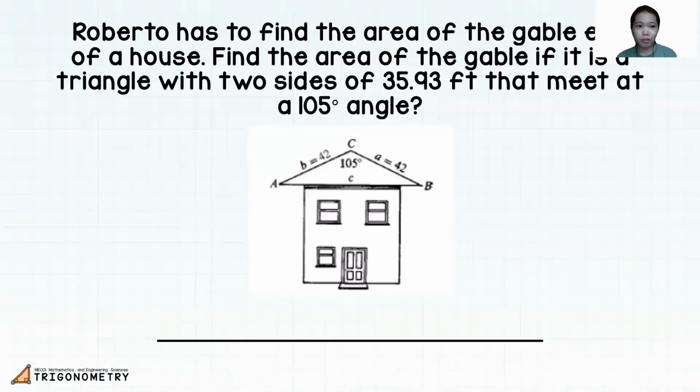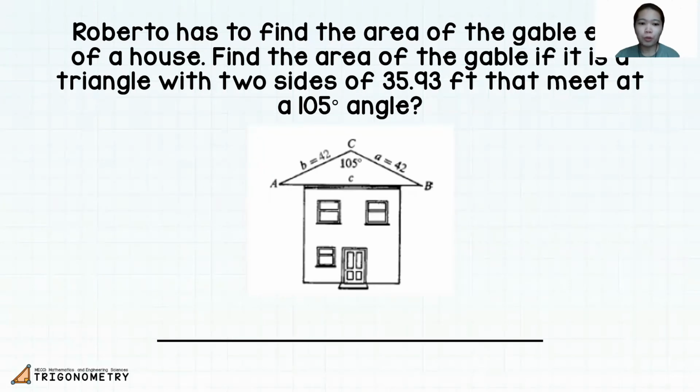For the next question, Roberto has to find the area of the gable end of a house. Find the area of the gable if it is a triangle with two sides of 35.93 feet that meet at a 105-degree angle. For this question, maybe most of us got it wrong because we tend to base the value of the sides of the triangle on the drawing instead of the given, which is 35.93 feet.